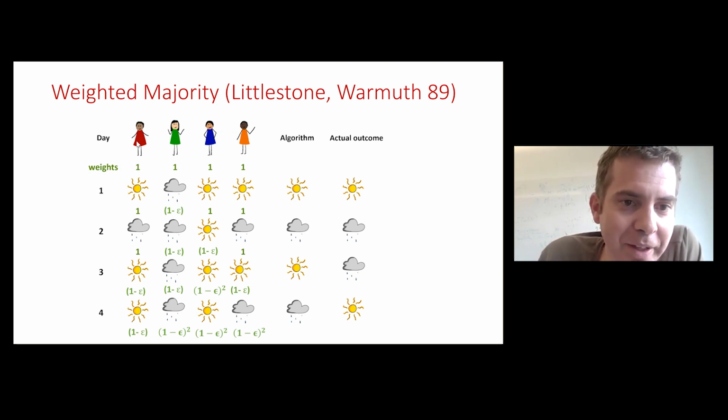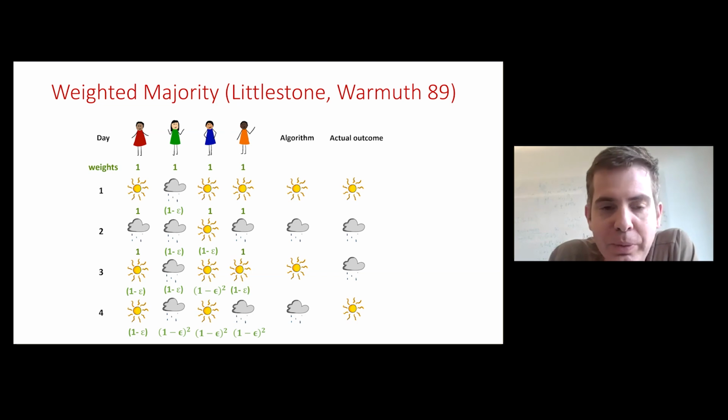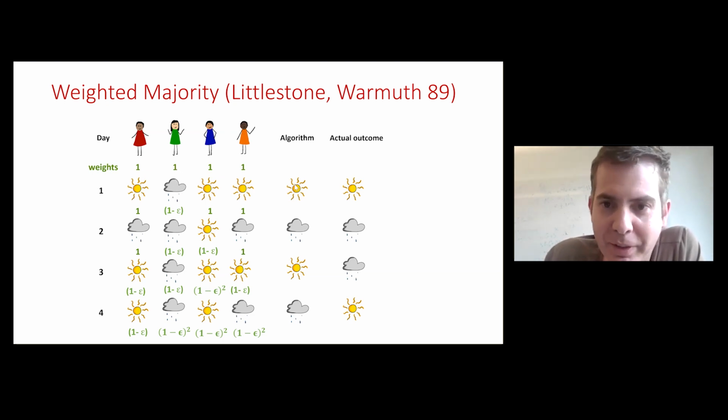So you see that under these 4 experts, there are these 4 weights. They're all initialized to 1, and on a given day, you're going to go with the weighted majority. So I look at Sunny and I see that the sum of the weights is 3 for Sunny, but for Rainy the sum of the weights is 1, so I'm going to predict Sunny.